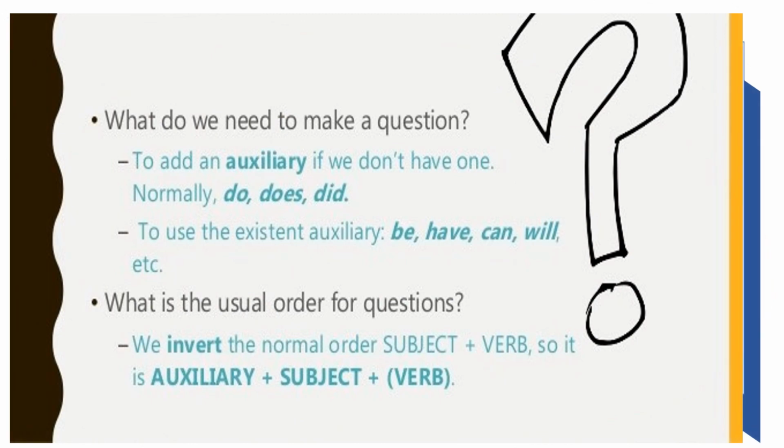What do we need to make a question? If we want to form a question, what will we do? Add an auxiliary verb if we don't have one, normally do, does, did. Or use an existing auxiliary like be, have, can, will, etc.